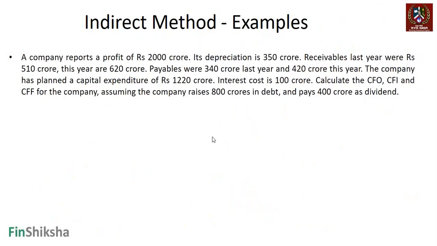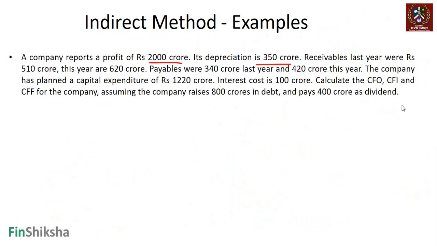That's basically how we go about solving this kind of a question. Let's look at another one, and we now create a slightly bigger set of numbers. Company reports a profit of 2000 crore. Its depreciation is 350 crore. Receivables last year were 510, this year is 620.